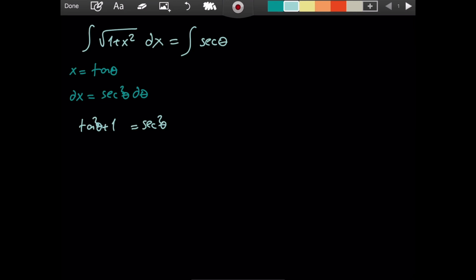Secant of theta, we would write dx normally, but let's just switch to d theta because we now have a variable in terms of theta. Our variable is theta now. So we're going to have secant squared theta d theta, right? Which basically means that we have secant cubed theta d theta. This is what we have.